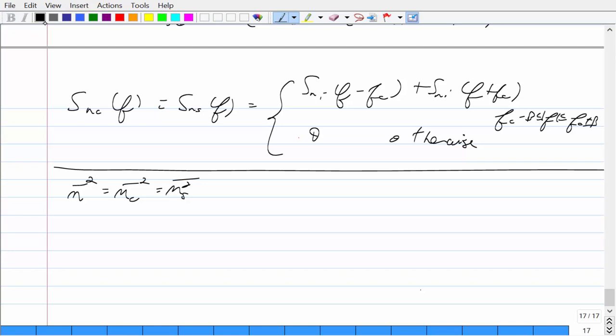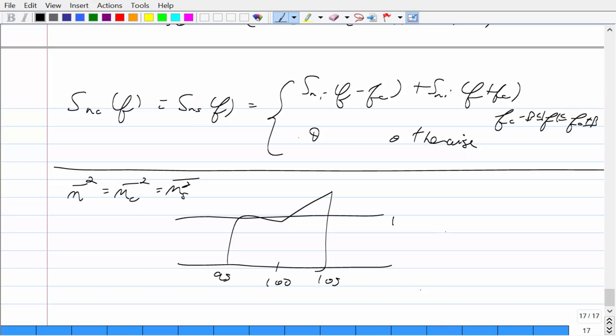So I basically have this shape, and it looks like that. Here is 100, here's 95, and this is 105. The height between here and here is N0 over 2, and this height is N0. To figure out the total area, I can split this up into two: find the total area of this part over here and the area of this part over here, and multiply that by 2, and we're done.